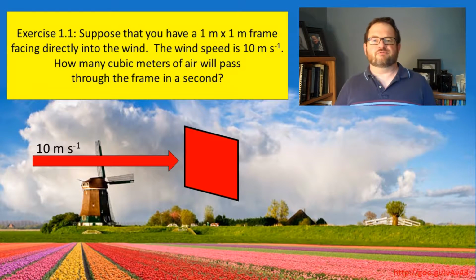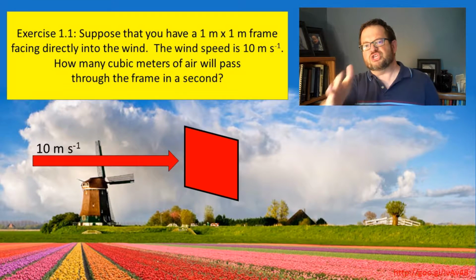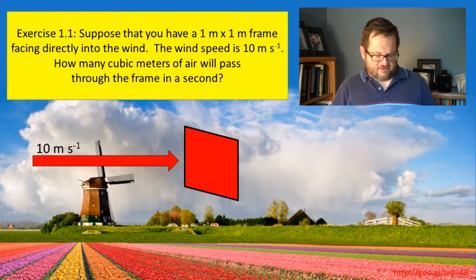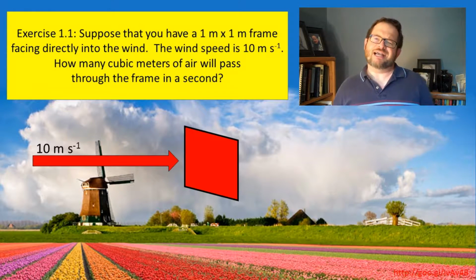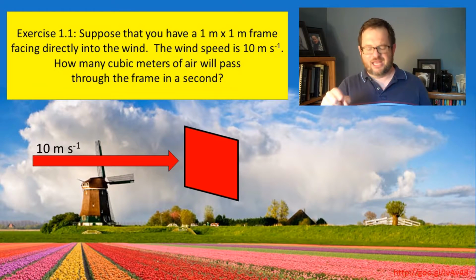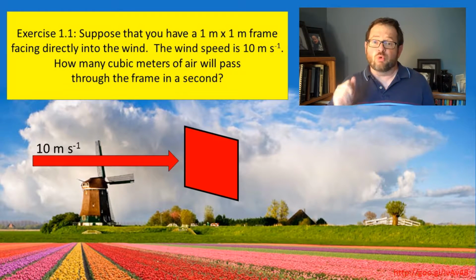So here I have my little frame. I'm trying to show with a little perspective here. And I'm saying, what if there's a 10 meter per second wind pushing through that frame? 10 meter per second. I see that I have m for meter and I have a second to the minus 1. We're going to be using negative exponents like that in this class.